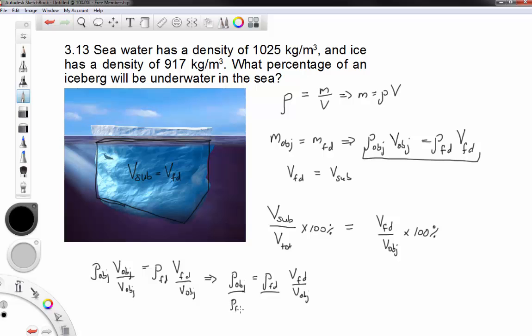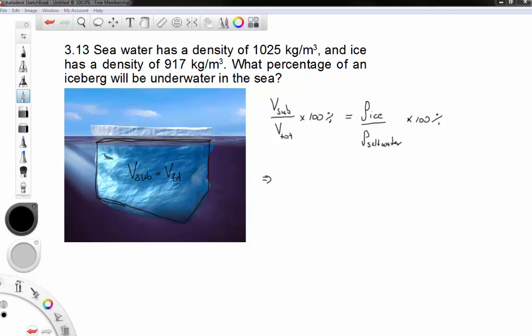So now we need to divide both sides by the fluid density. All right, so that gets rid of this. And what you're left with is volume of fluid displaced over volume of object is equal to density of object over density of the displaced fluid. All right, so that times 100% gets us the thing that we're looking for.